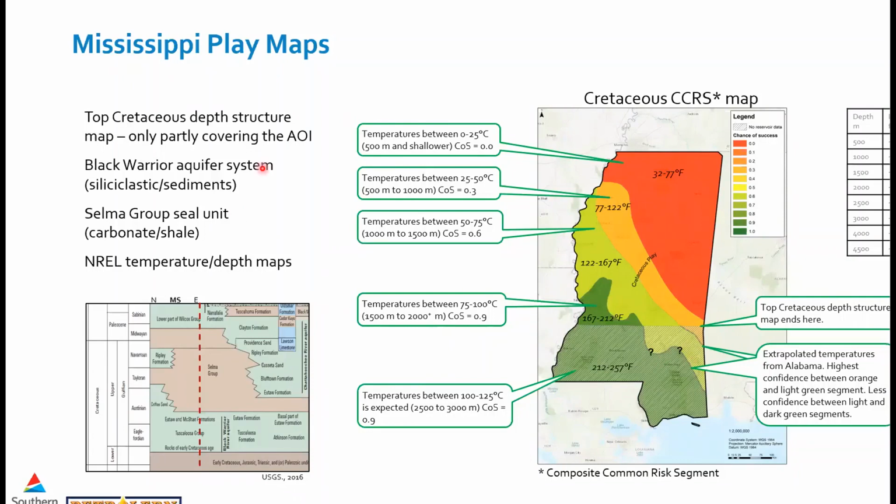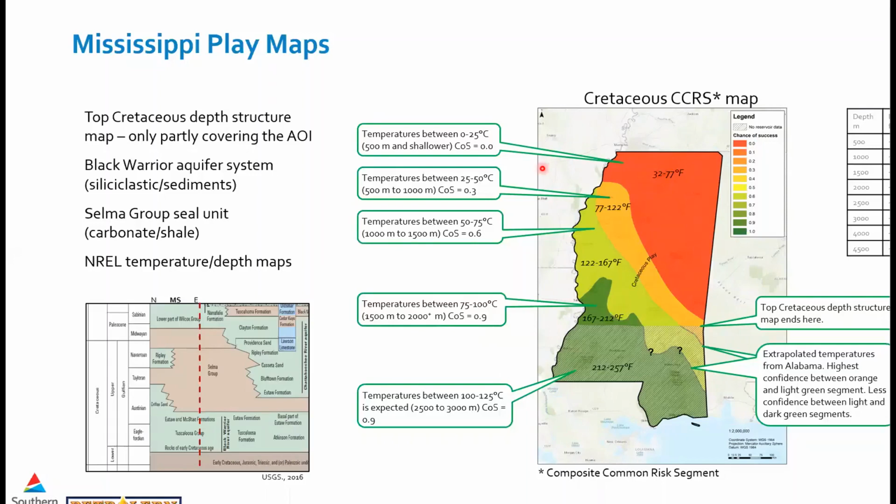As I said, we were looking at the Black Warrior aquifer system, siliciclastic sediments, a lot of sand, and we had the Selma Group seal unit or confining unit with carbonate shales. And then we used the NREL temperature depth maps. The red area up here has a chance of success of 0, and that's basically because the temperature is cold. It's between 0 to 25 degrees Celsius, 500 meters and shallower. So it wasn't a target for the study that we did.